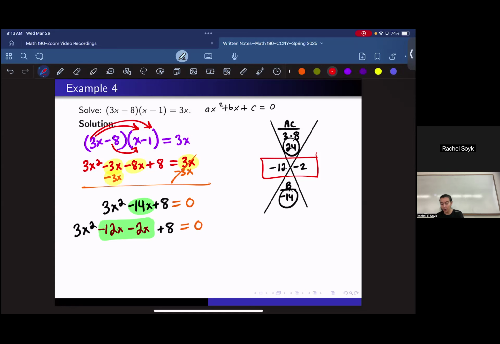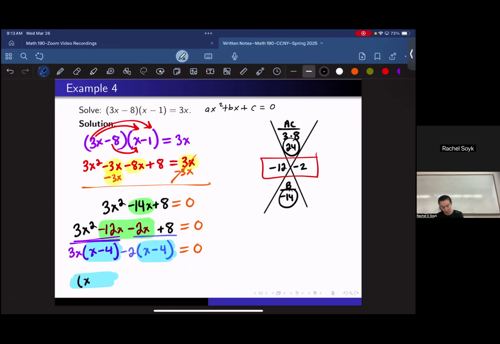And now let's pull out our greatest common factor. Between the first two terms, we have 3x, so we're left with x minus 4. Those last two terms, we can pull out a minus 2, so we're left with x minus 4. And if we did it correctly, what we have in parentheses should be exactly the same, so that we can pull that out. And so we're left with x minus 4 in parentheses, and then parentheses 3x minus 2.